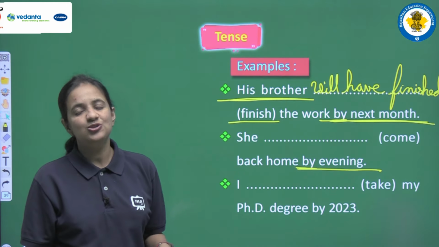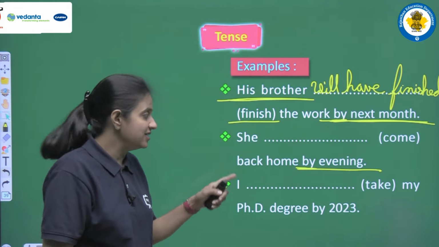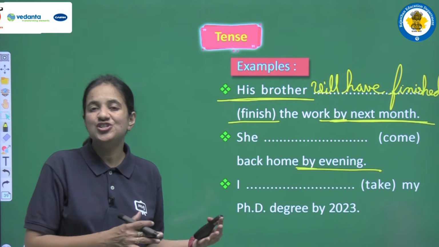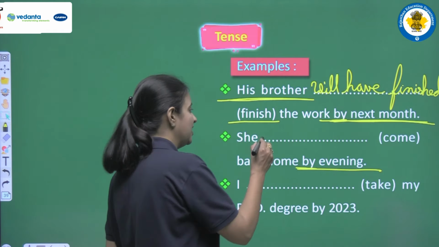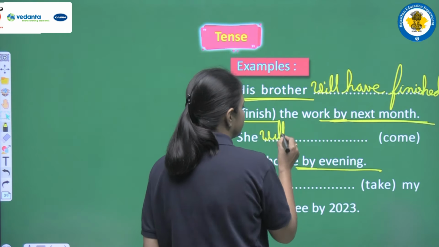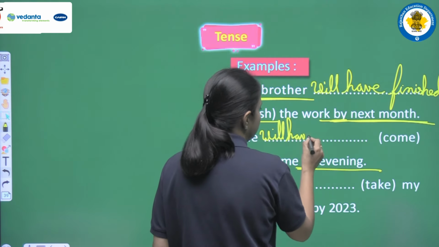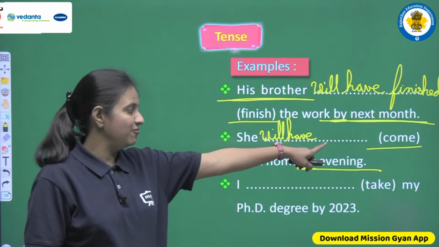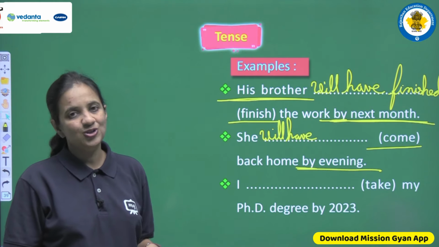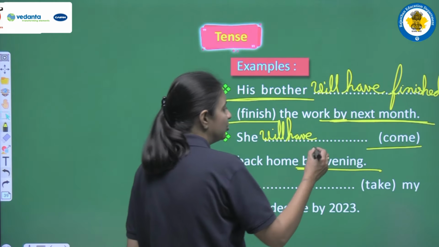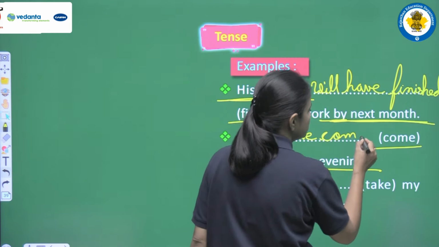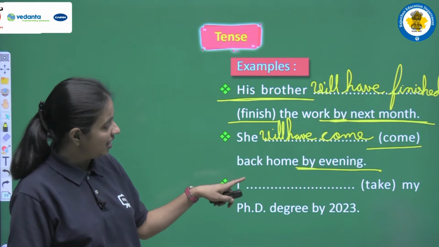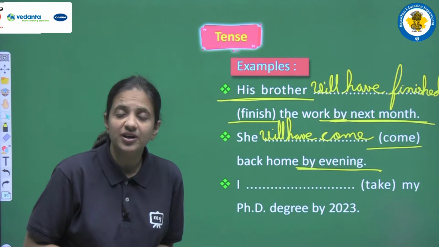So we have to use future perfect tense here. As a subject we are having she, so we all know that for she we have to use what? Again will have. So we will write first of all will have here, and for the main verb we have to use the third form. As a main verb we are having come, so we have to use the third form of come, that is come only, because the first form is also come, the third form is also come. So the sentence will be: She will have come back home by evening.